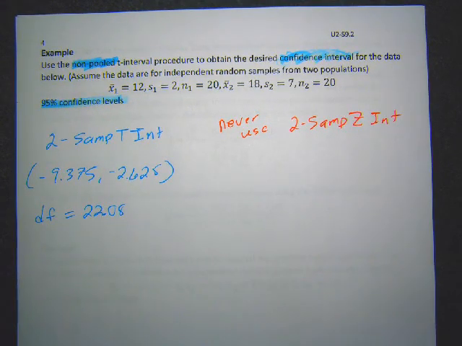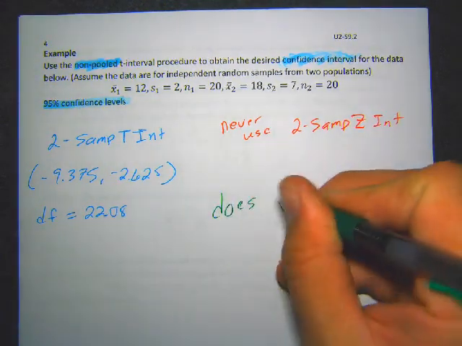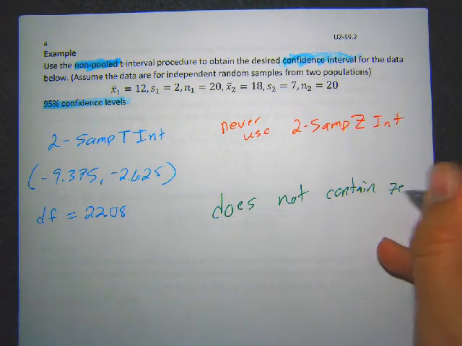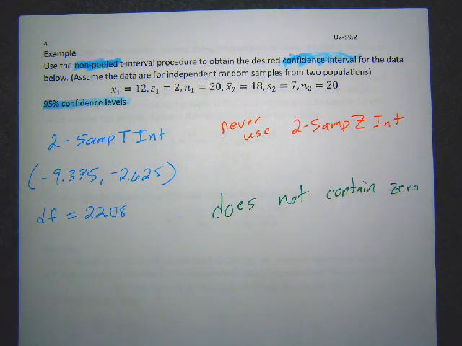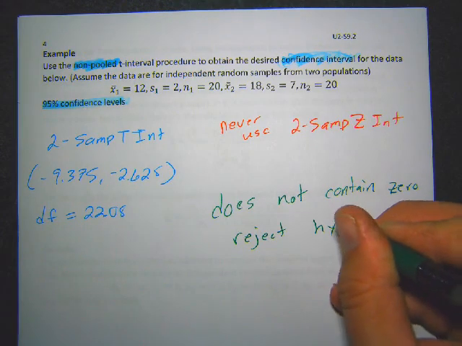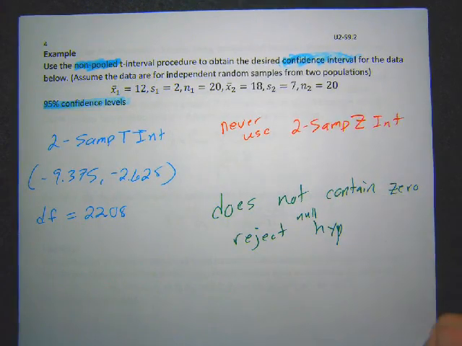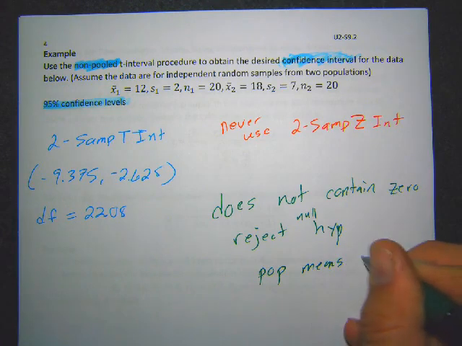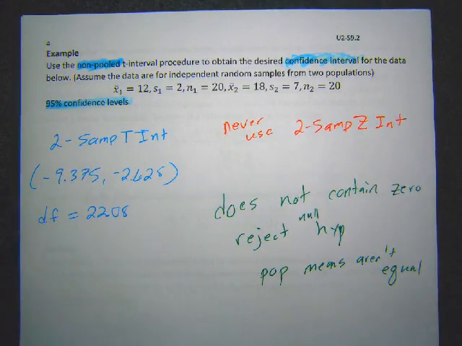And what this means for us when it comes to the hypothesis test is, note, it does not contain 0. Because these are both negative, 0 would be over here. If it does not contain 0, then we reject the hypothesis. So, reject the null hypothesis. And so we say that the population means aren't equal. So that's what this would be doing.